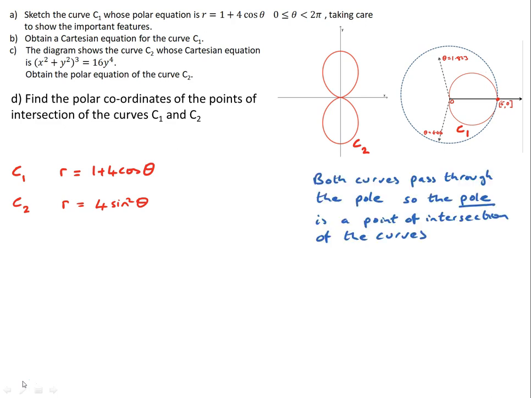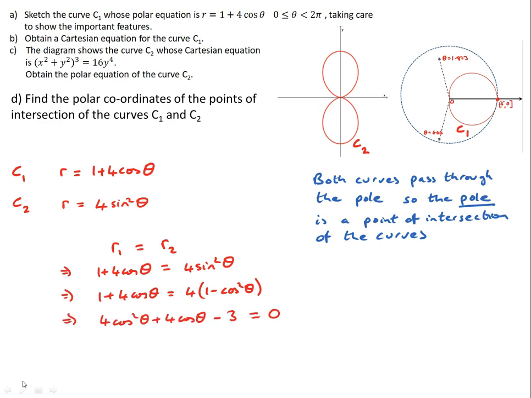So first of all we do need to observe that the pole is one of the points of intersection of the two curves. To find the other points of intersection, we need to solve the equation r1 equals r2, in other words 1 plus 4 cos theta equals 4 sine squared theta. Sine squared theta can be rewritten as 1 minus cos squared theta, and if we tidy that equation up, we obtain the quadratic equation 4 cos squared theta plus 4 cos theta minus 3 equals 0.